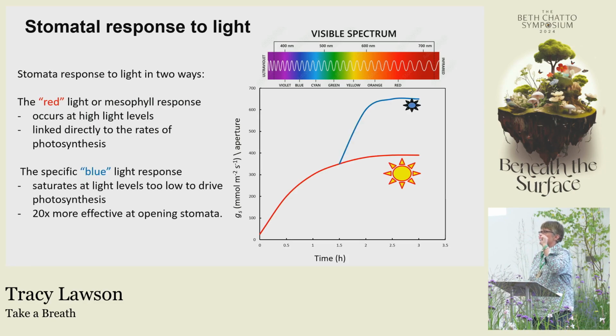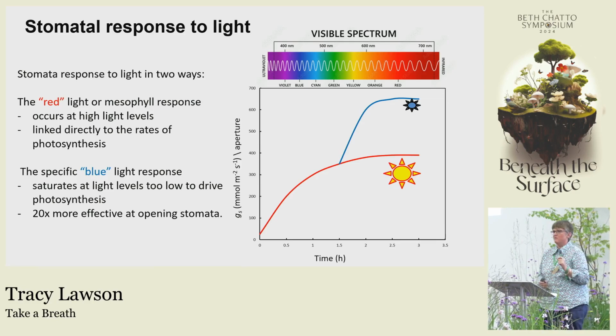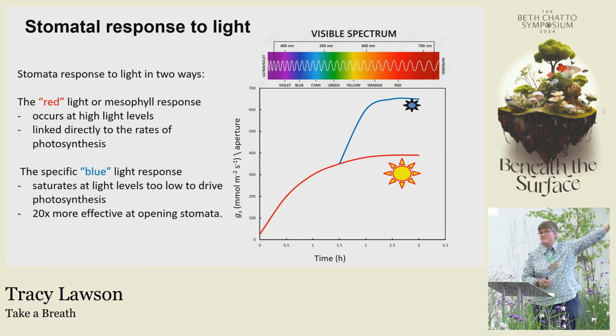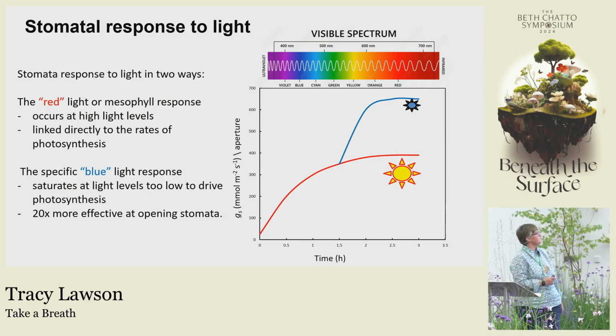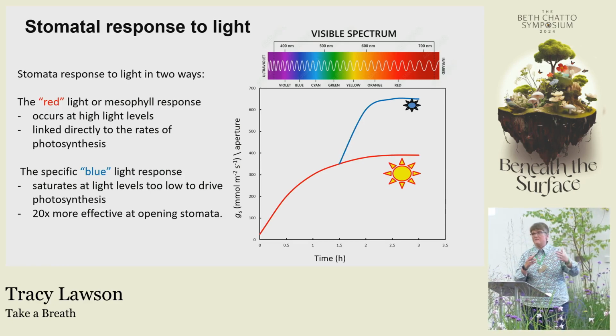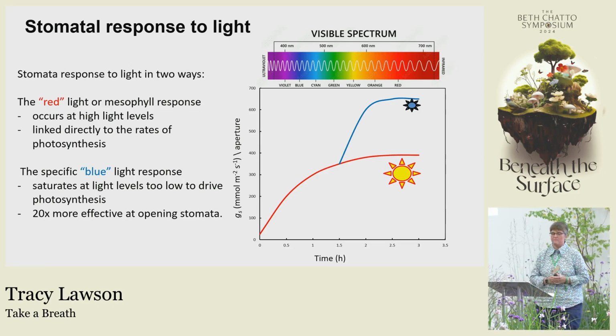However, if we then put 20 micromoles of blue light on, so we've got 1,000 in red here, and we put this tiny, tiny amount of blue light on, really, really small, it's not going to drive any photosynthesis, we can double stomatal conductance in some plants. And this is what you learn at school or in the textbooks: that blue light drives this fast opening of stomata, 20 times more effective at opening stomata.